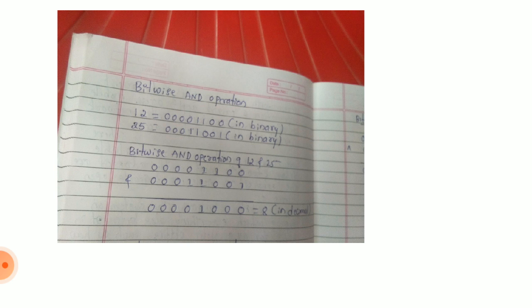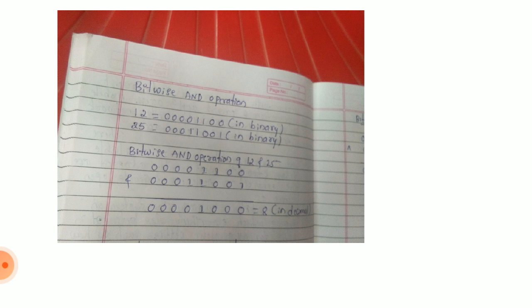Here I have taken two decimal numbers, 12 and 25. If your computer is an 8-bit computer, meaning the architecture of your computer is 8-bit, then you have to take 8 digits of the binary number. So, the binary number of 12 is 00001100, and the binary number of 25 is 00011001. I think you all know the conversion of decimal to binary or binary to decimal.